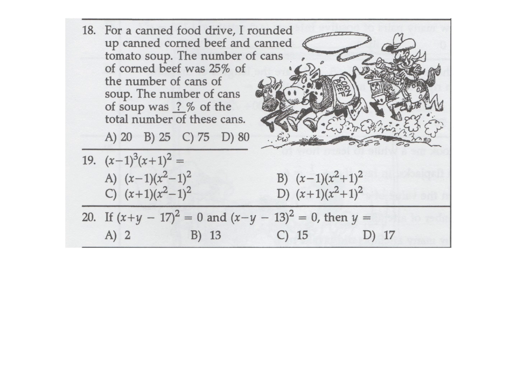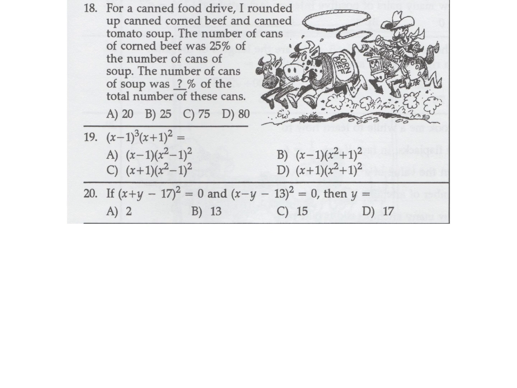For a canned food drive, I rounded up canned corned beef and canned tomato soup. The number of cans of corned beef was 25% of the number of cans of soup. The number of cans of soup was something percent of the total number of these cans. All right, in math, that would be: let C represent corned beef, and soup is represented by S, so 0.25. And then what they want us to do is figure out the number of soup cans over the total, which would be C plus S. And I think that's pretty much the mathematical setup of it.